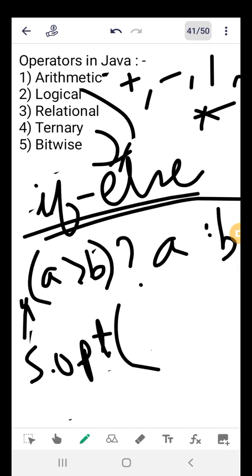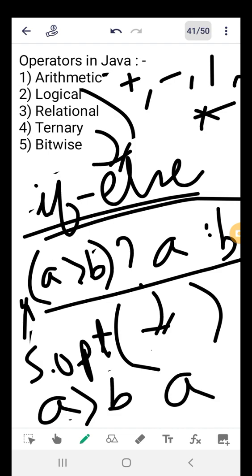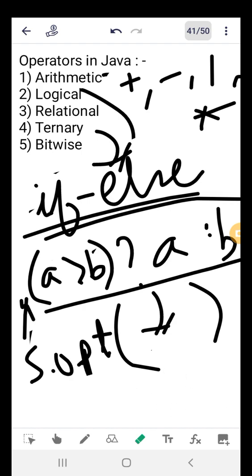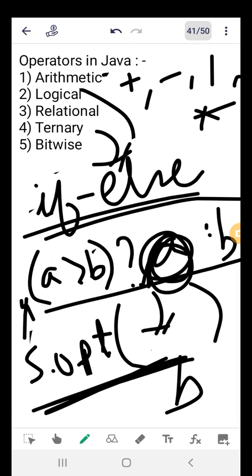System.out.println, and inside that println, if this whole thing is present, what does it mean? It means that if a is greater than b, then a will be printed, and if a is not greater than b, then b will be printed. Okay, as simple as that. The way of writing is this: the condition you write in brackets, then a question mark, then what task it will perform. For example, it will print a, so you write just a inside this print statement, or println, or whatever.